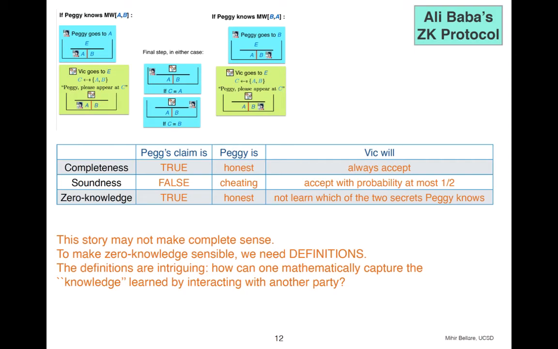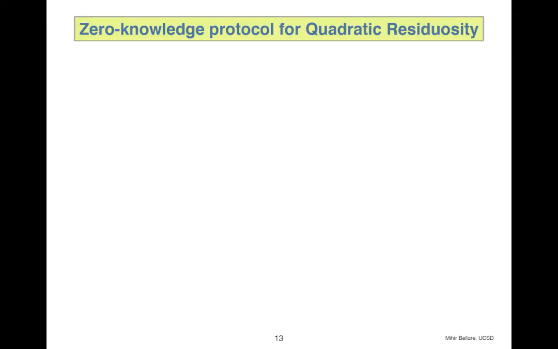Because think about what one is trying to do. One is trying to say, how do you mathematically capture the idea of knowledge? How do you measure how much knowledge one party, Vic, has learned by interacting with the other? How do we talk of that knowledge being zero and things like that? So there are some interesting things to get into.